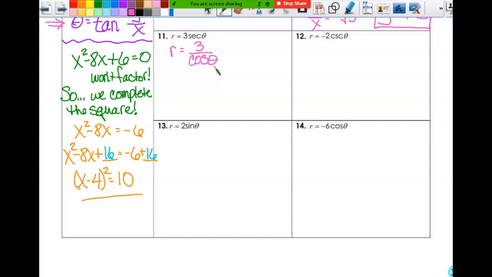Then, when I want to get the denominator gone, I would multiply both sides by cosine. So this will give me r cosine theta equals 3. I do have something I can substitute for r cosine theta. What's that? X. So this just gives me x equals 3. And I'm done. We good? All right, you do number 12.